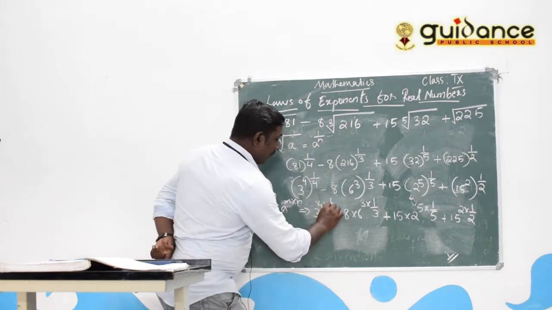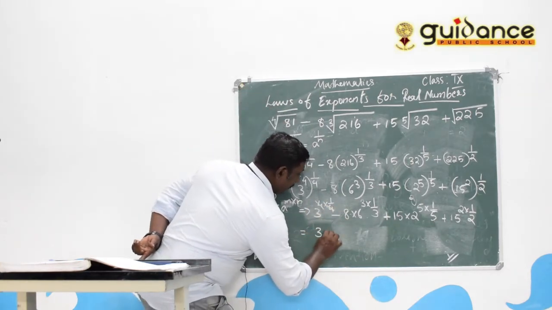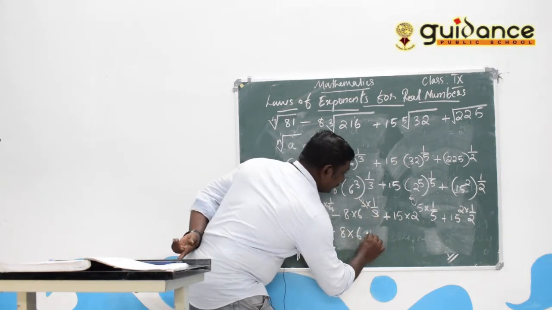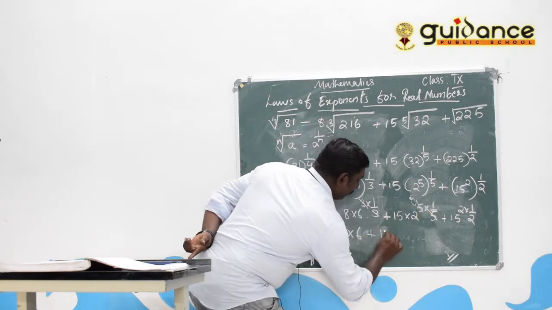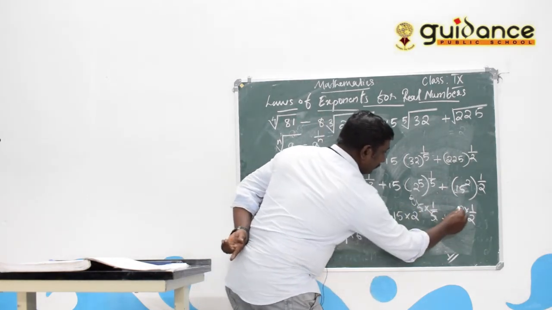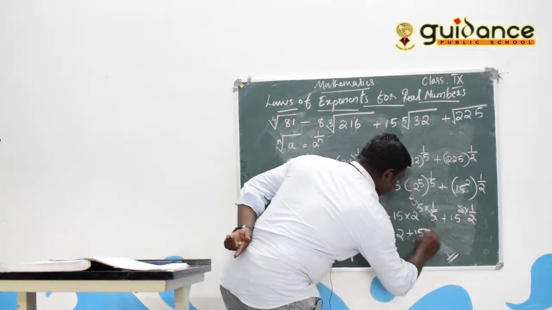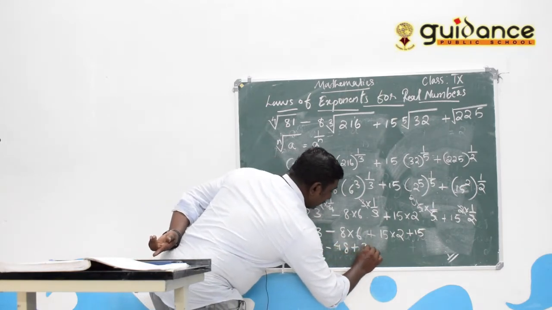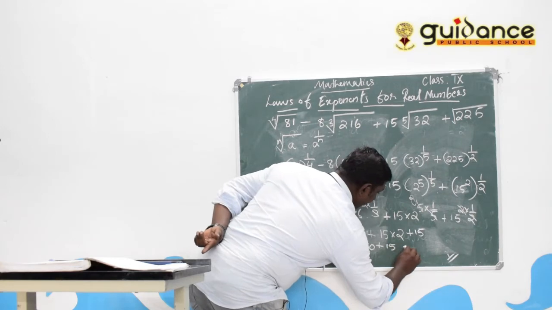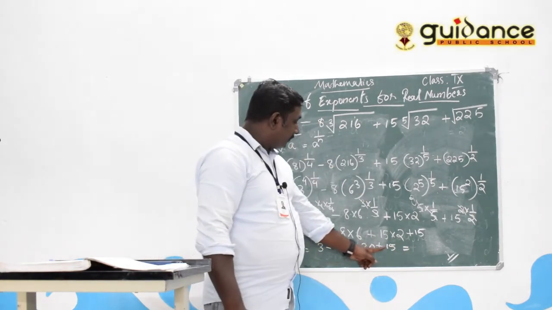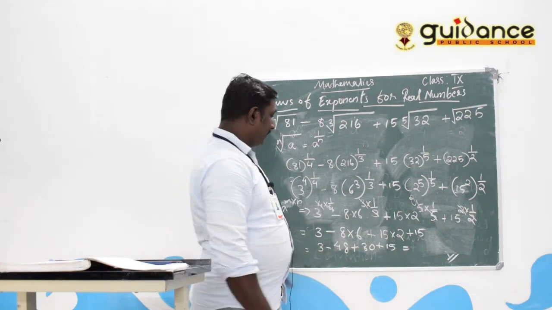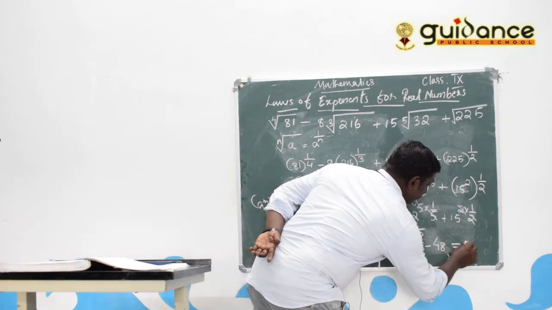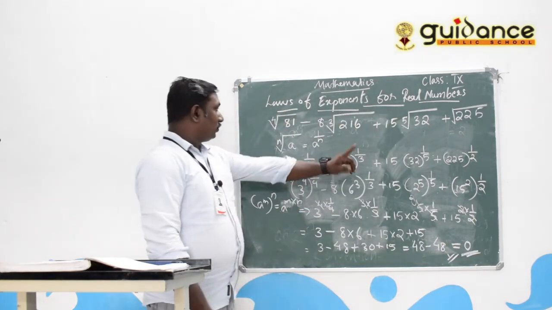So we can cancel 4 and 4. It is equal to 3 minus 8 into 6, as 3 and 3 cancel. Plus 15, 5 and 5 cancel. 15 into 2, then 2 and 2 cancel, plus 15. See, it is equal to 3 minus 48 plus 30 plus 15. So we can add 30 plus 15, 45 plus 3, that is 48 minus 48. The answer is equal to 0.